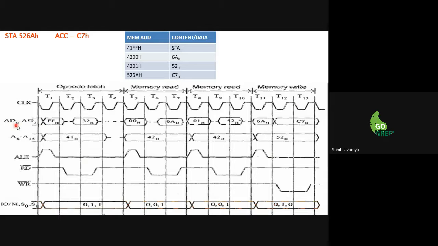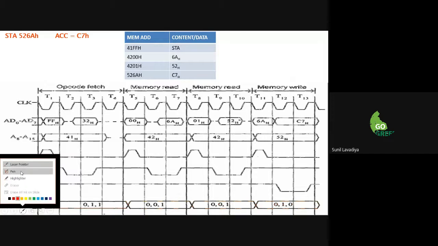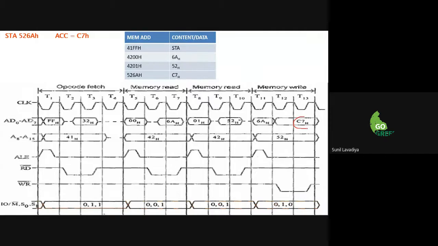Then the AD0 to AD7. I have written the lower order first. You can also mention the higher order first. There is no issue. In this one, the data is mentioned, then it's 00, then 01, and like this it's mentioned. Similarly here, if you observe, the data that we have to transfer is C7. So I'm just highlighting the word which is required. C7 you have to compulsorily highlight. Other things, it's okay if you do not highlight.